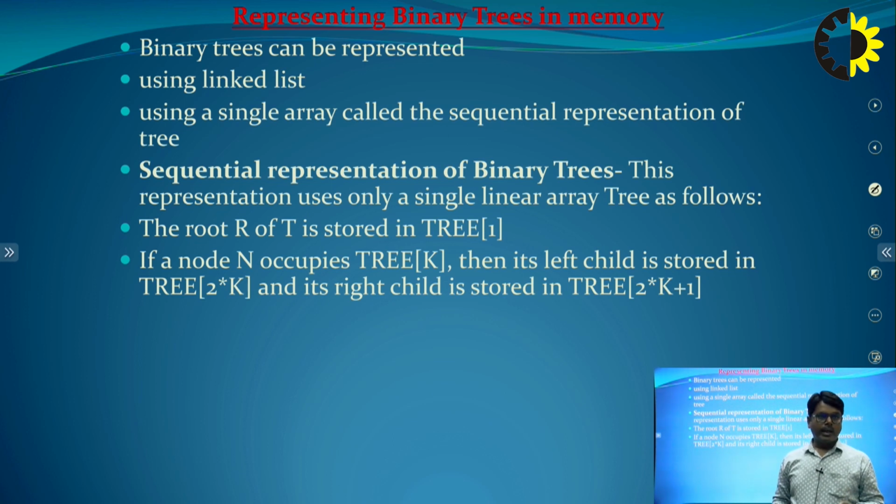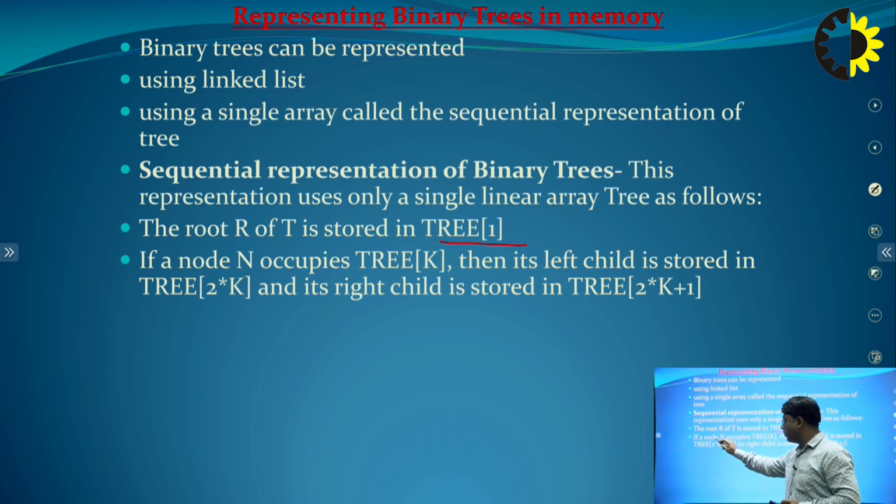Now, representing binary trees in memory, how they will be represented in memory, this is the important data structure here. Binary trees can be represented using a linked list, or another way is using a single array, called sequential representation of the tree. Sequential representation of a binary tree uses only a single linear array. For example, the root R of T is stored in TREE[1]. This TREE here is an array that has been represented here.